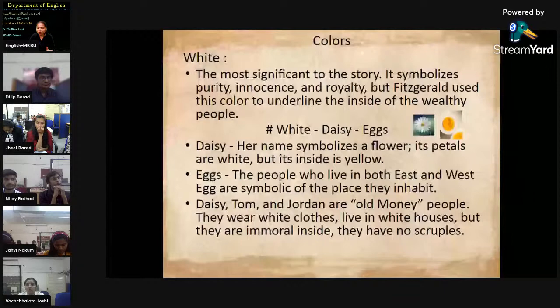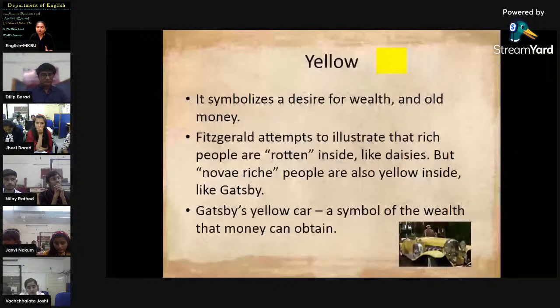Yellow. The color yellow symbolizes a desire for wealth and old money. Fitzgerald attempts to illustrate that rich people are rotten inside, like the daisies. But the new rich people are also yellow inside, like Gatsby. Gatsby's yellow car is a symbol of the wealth that money can obtain.